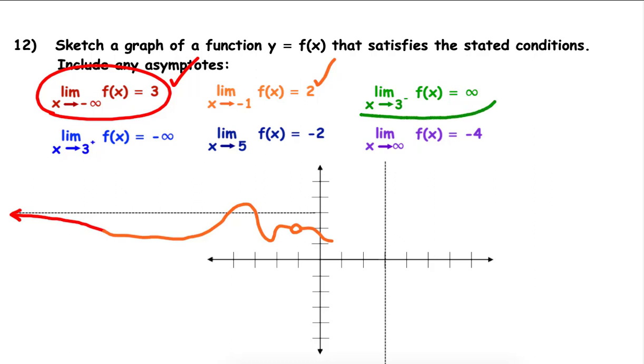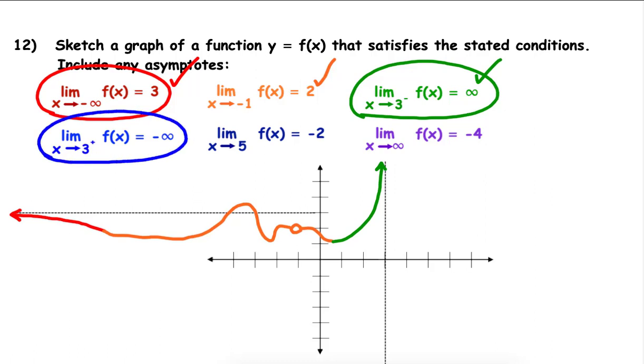So again, I'm heading towards 3 from the left. I have to go to infinity, so I have to head up. Like so. Okay, that looks good. But when I head towards the same dotted line from the right, I'm heading towards -infinity. So I have to drop. All right, so far I have 4 out of 6 figured out.